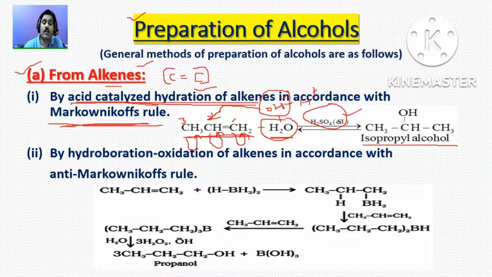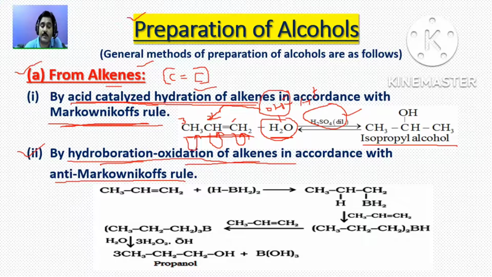Okay. Now, from alkenes, another method by which we can prepare alcohols is hydroboration-oxidation of alkenes, in accordance with the anti-Markovnikov's rule. What is anti-Markovnikov's rule? It is opposite to Markovnikov's rule. In anti-Markovnikov's rule, the incoming atom or group of atoms will be combined to that carbon atom which has more hydrogens.